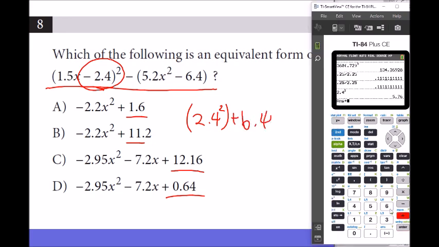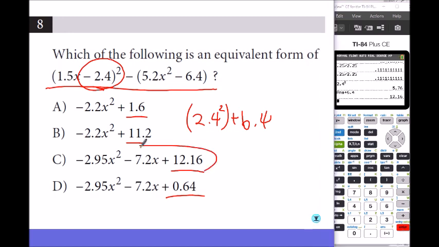So let me add 6.4, and hopefully you will have one of the choices with that constant at the end, so it has to be C. If you have plenty of time, you can double check by doing all the foiling here and subtracting these two, but usually, and for this case especially, they only have one choice with 12.16 for the constant, so it must be C.